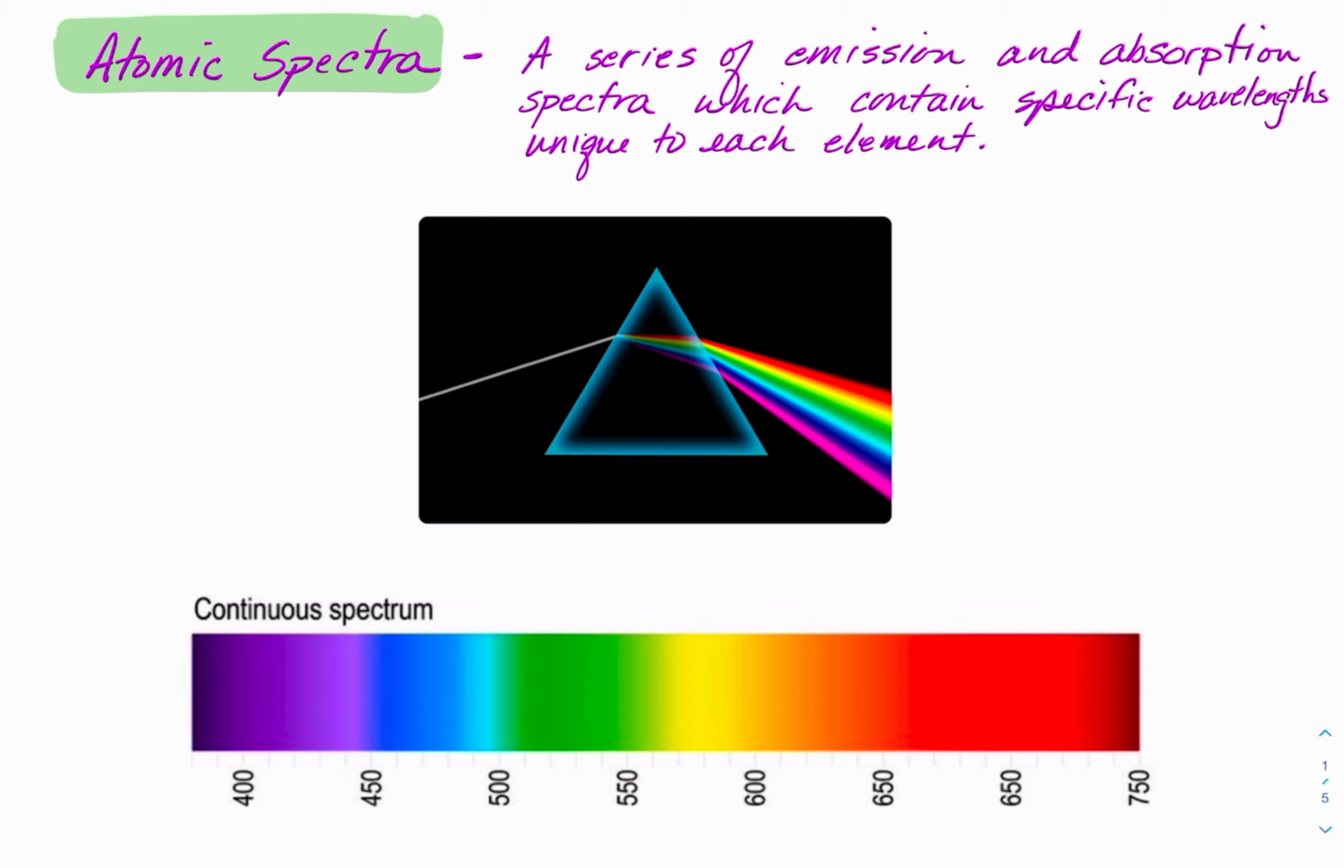In this particular lesson, what we're going to talk about is the electromagnetic spectrum, but in a more specific and detailed manner. Specifically, we're going to talk about what's called the atomic spectra. Essentially, the atomic spectra is a series of emission and absorption spectra which contains specific wavelengths unique to each element. So, how do we get to that?